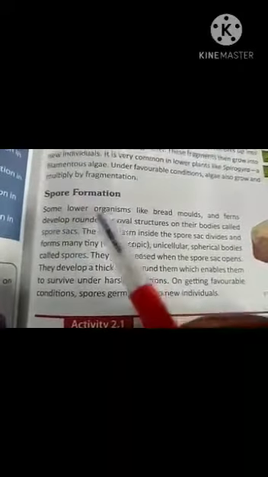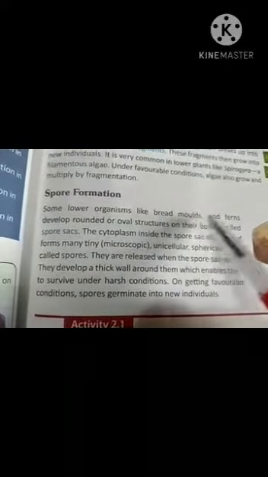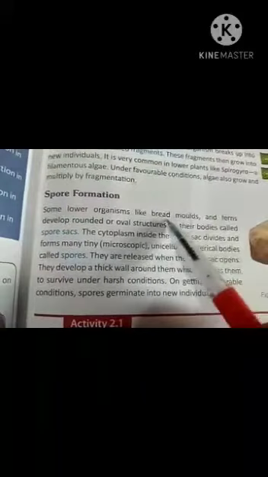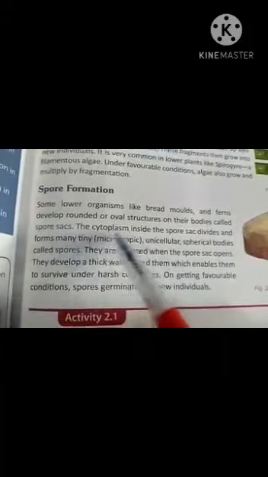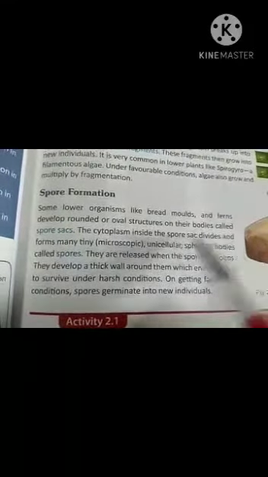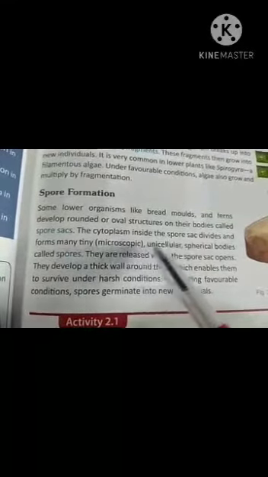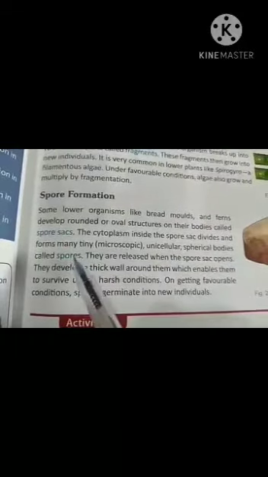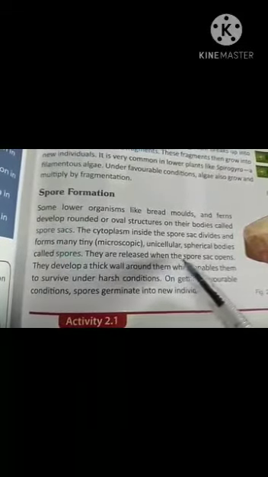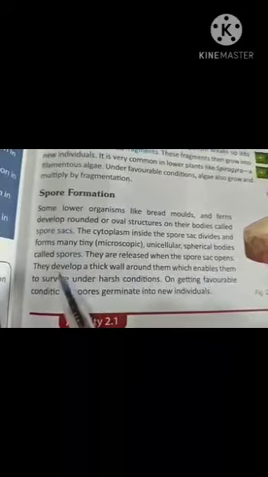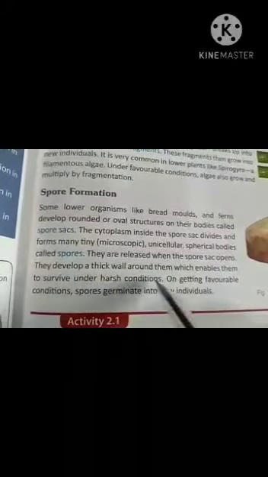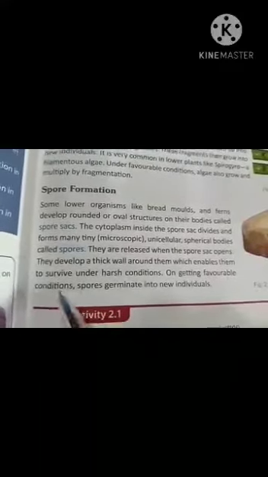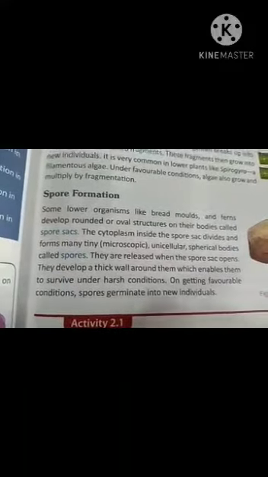Then spore formation. Some lower organisms like bread molds, which are a sort of fungi, and ferns develop rounded or oval structures on their bodies called spore sacs. The cytoplasm inside the spore sac divides and forms many tiny microscopic unicellular spherical bodies called spores. They are released when the spore sac opens. They develop a thick wall around them which enables them to survive under harsh conditions. On getting favorable conditions, spores germinate into new individuals.